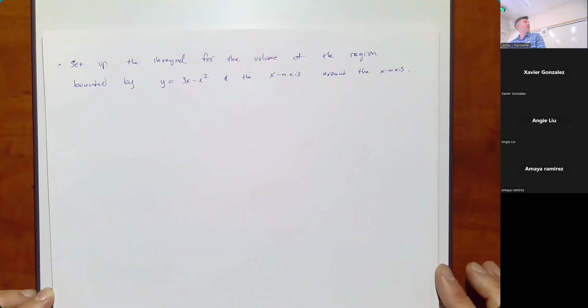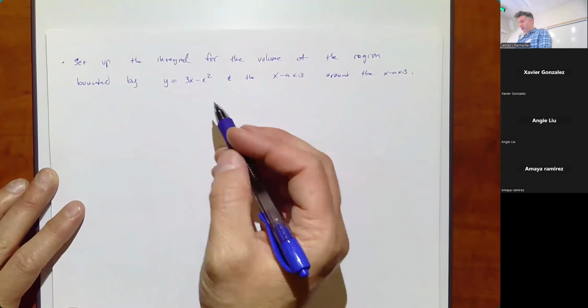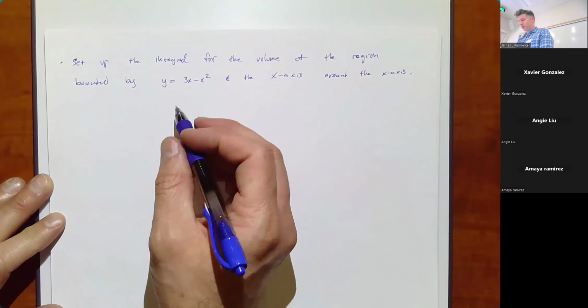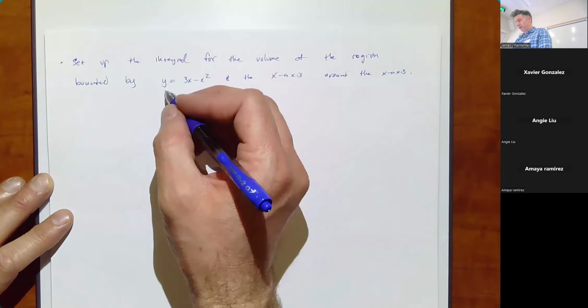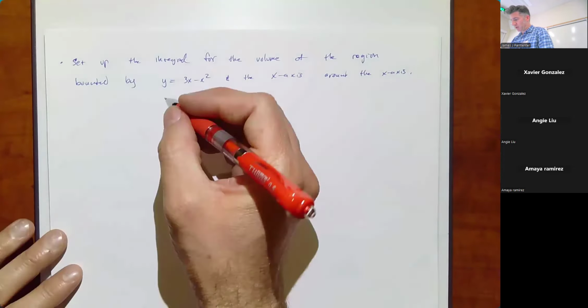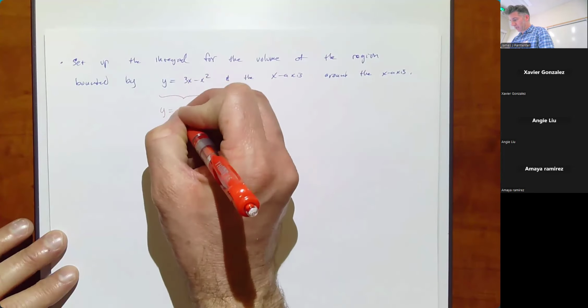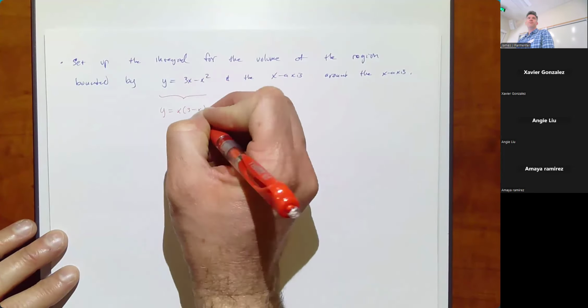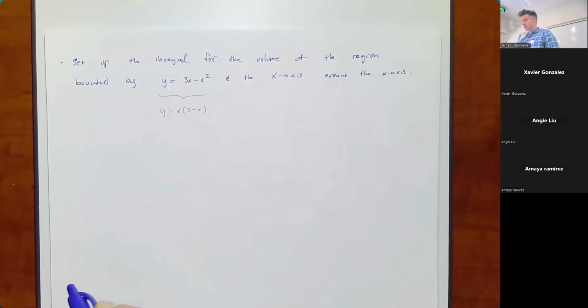It is almost always going to be in your interest to draw the region. Your drawing does not have to be perfect. It just needs to be reasonably representative of what's happening. So y equals 3x minus x squared. The way I'm going to think about graphing that is by finding the x-intercepts. So I'll point out that this is going to be y equal to x times 3 minus x. Cool. The x-intercepts are 0 and 3.